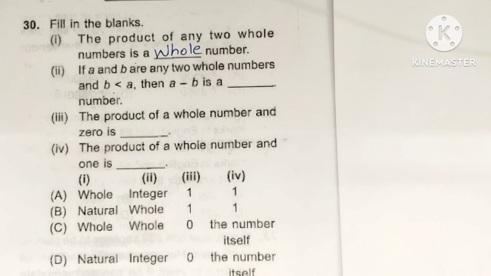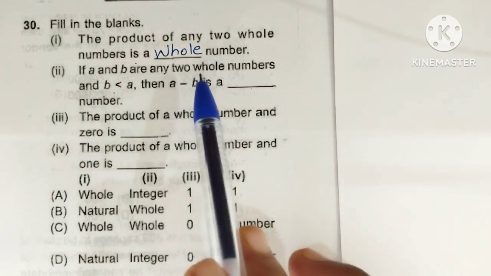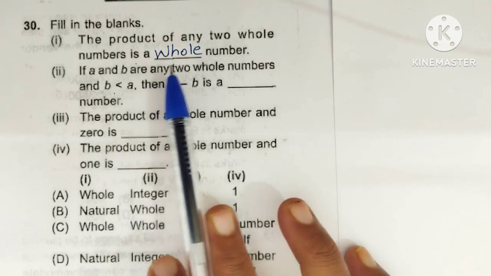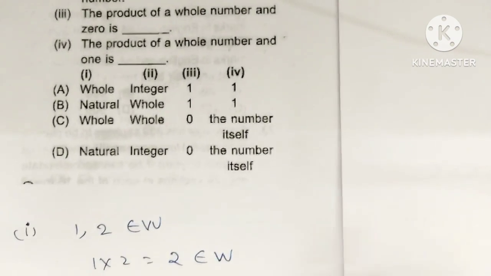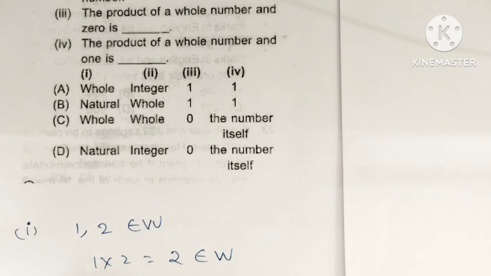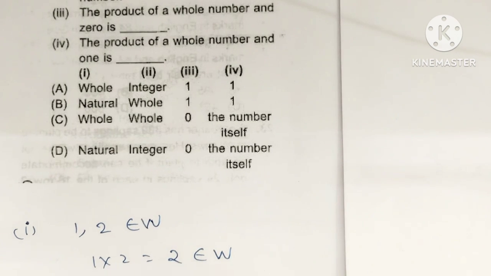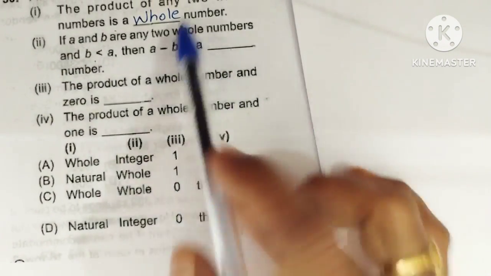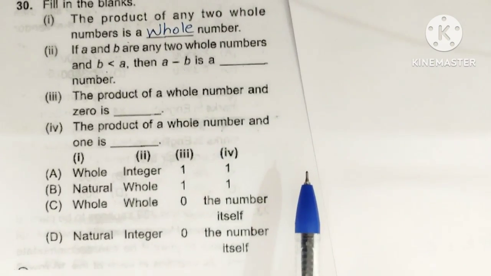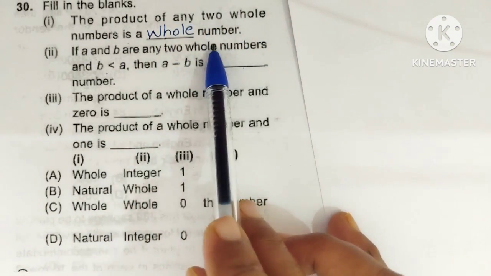30th question, fill in the blanks. The product of any two whole numbers is a dash number. Let's take any two numbers, 1, 2 belong to whole numbers. Their product 1 cross 2 equals 2, which belongs to whole numbers. So the product of any two whole numbers is a whole number.